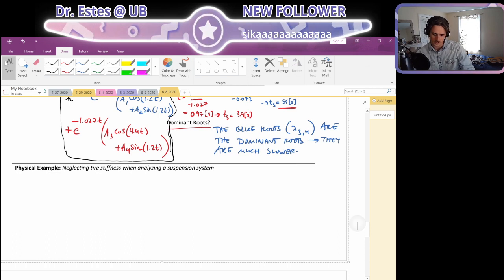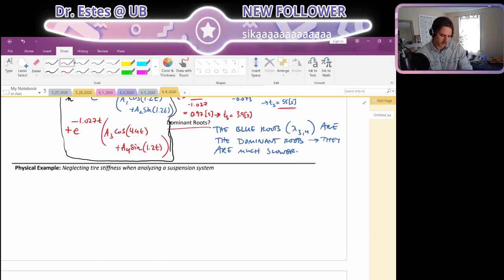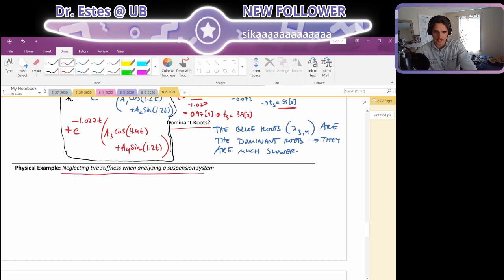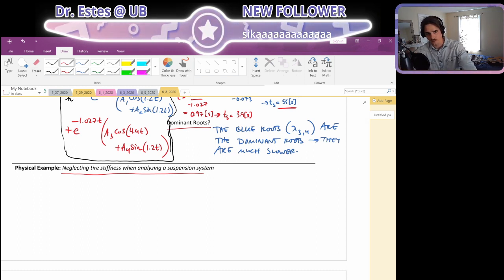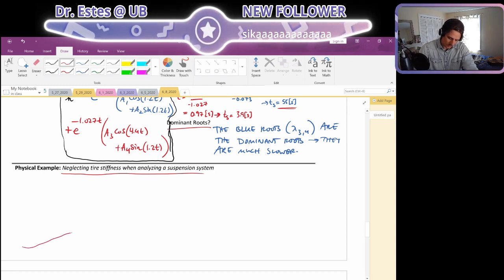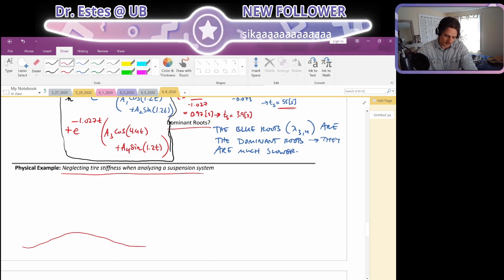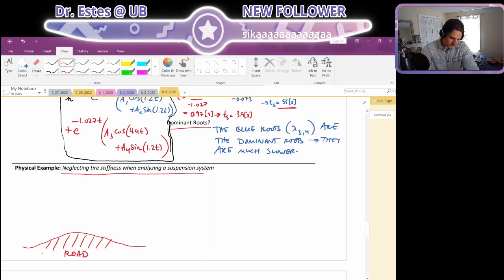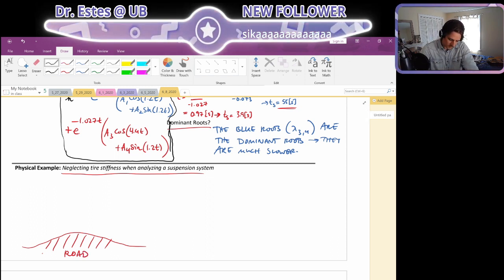So we won't go too much into detail with this, but a very similar problem to the one we just did is when you're analyzing the vertical motion of a suspension system. Say we have a road surface like this. You have your tire.